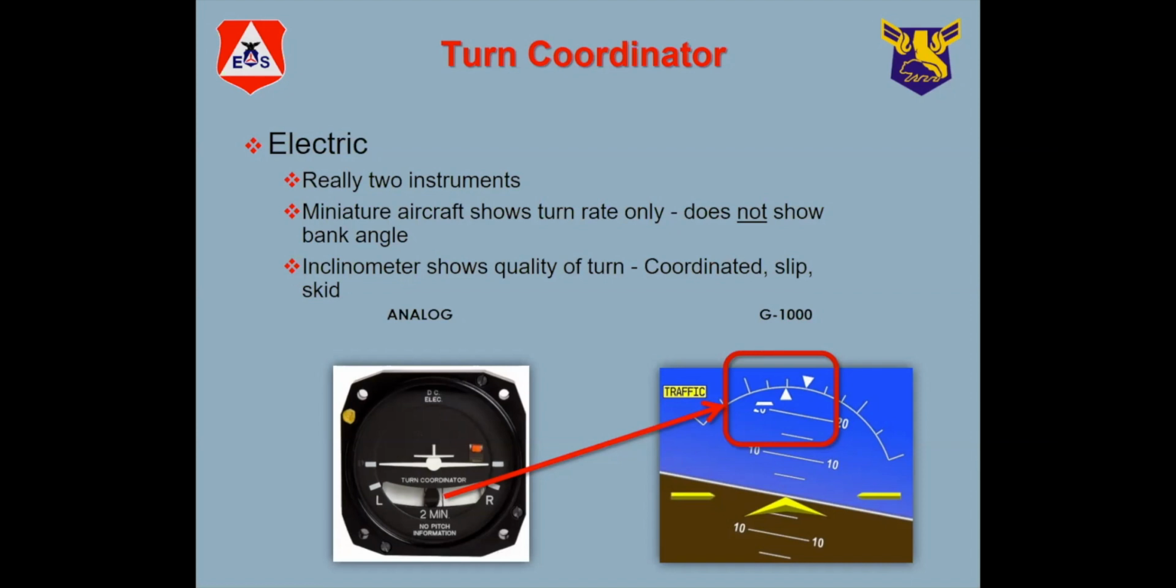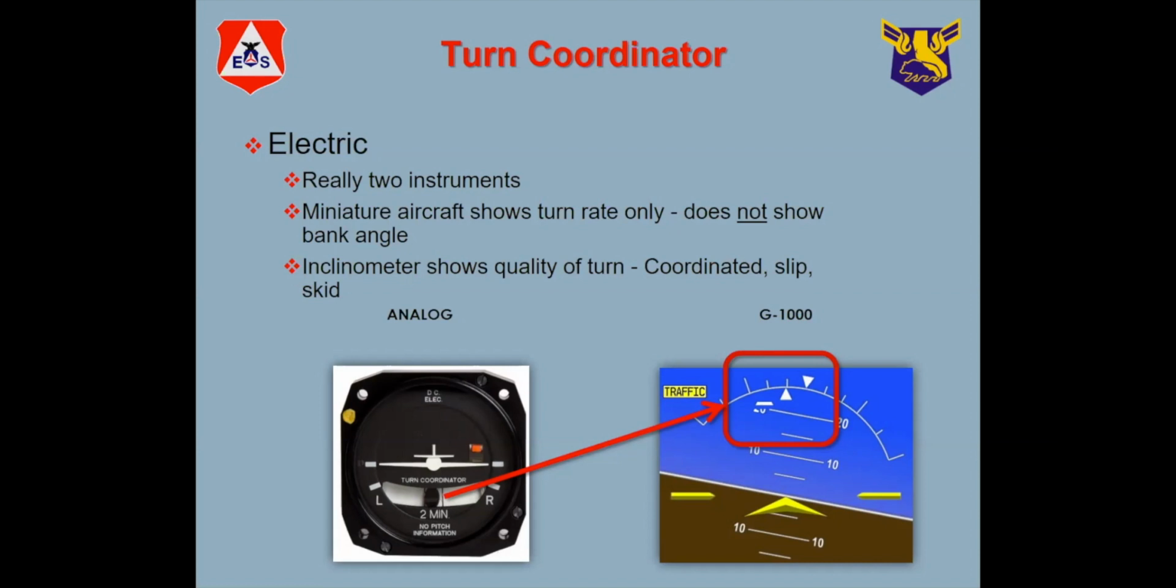Okay. So basically what this tells you is the rate that you're making turns at. If you have the wingtip of the little airplane that's depicted there on the L or the R mark, then you're going around at 3 degrees a second. In 2 minutes, you would do a complete circle.